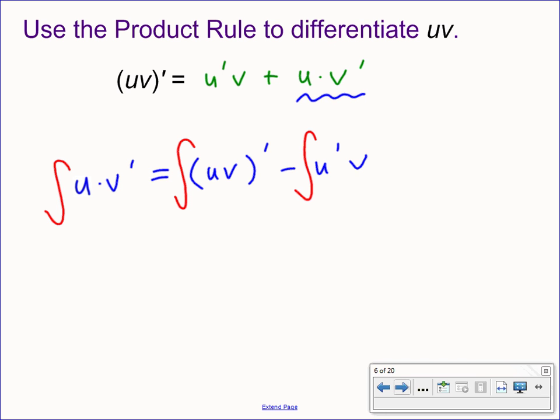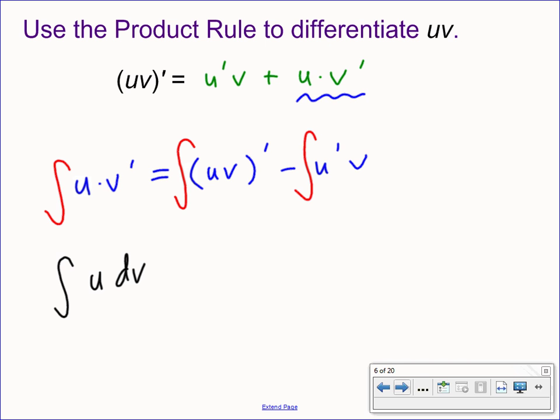All right. So I now have an expression. I'm going to find the integral of that product that I didn't know, u times v prime, and I'm going to switch now to differential notation. V prime we'll say is dv in differential notation, the derivative of v.